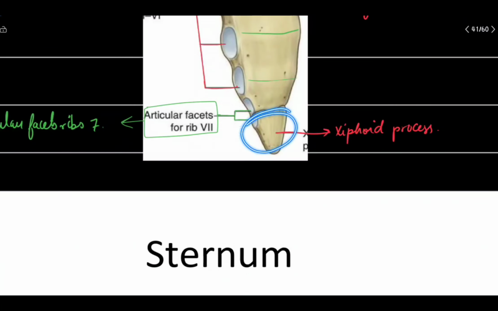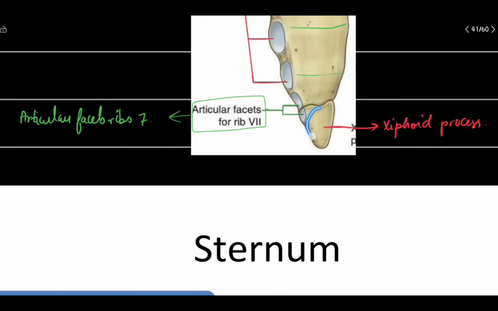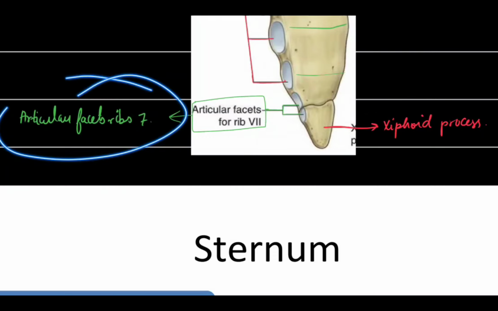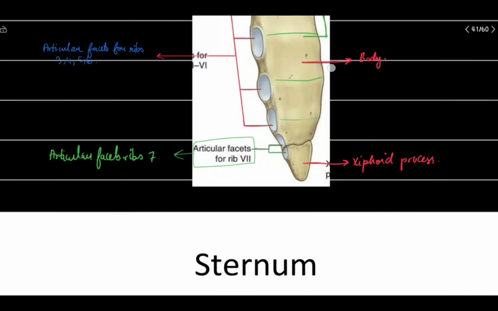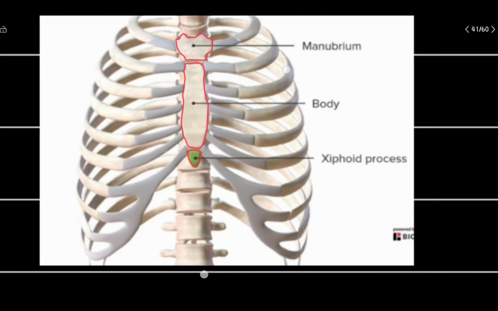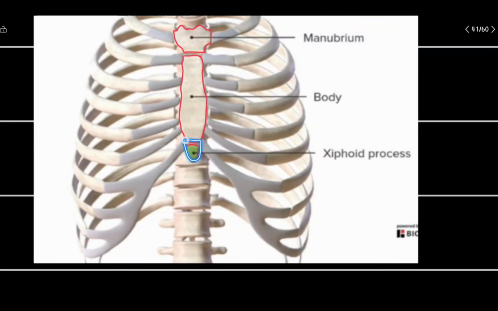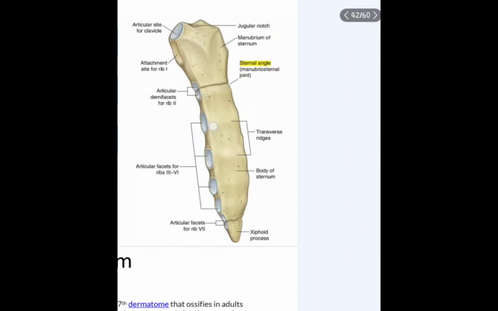Lastly, we have the xiphoid process. In the xiphoid process, we only have one articular site, only one articular facet, and the articular facet is for the seventh rib. Let us have a look in here. This is the xiphoid process, and this is the seventh rib. So this is 1, 2, 3, 4, 5, 6, 7. So that was all for the sternum.